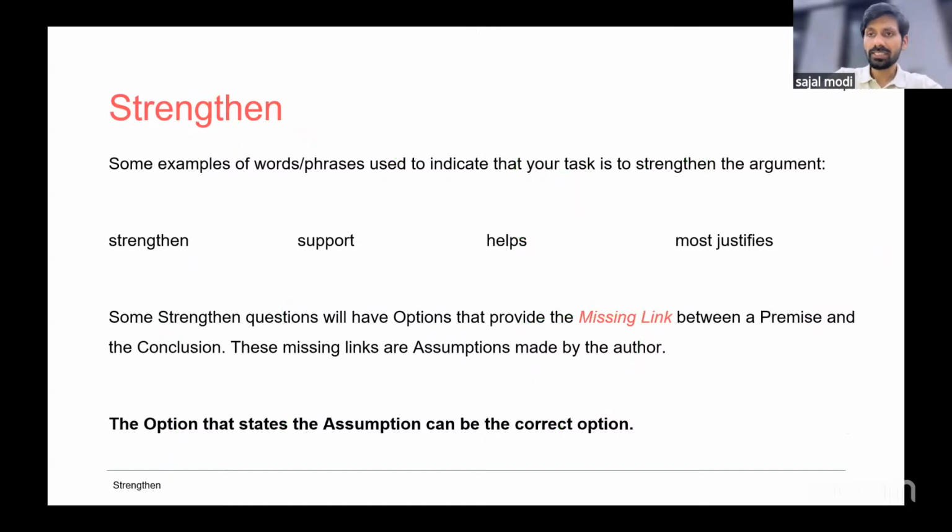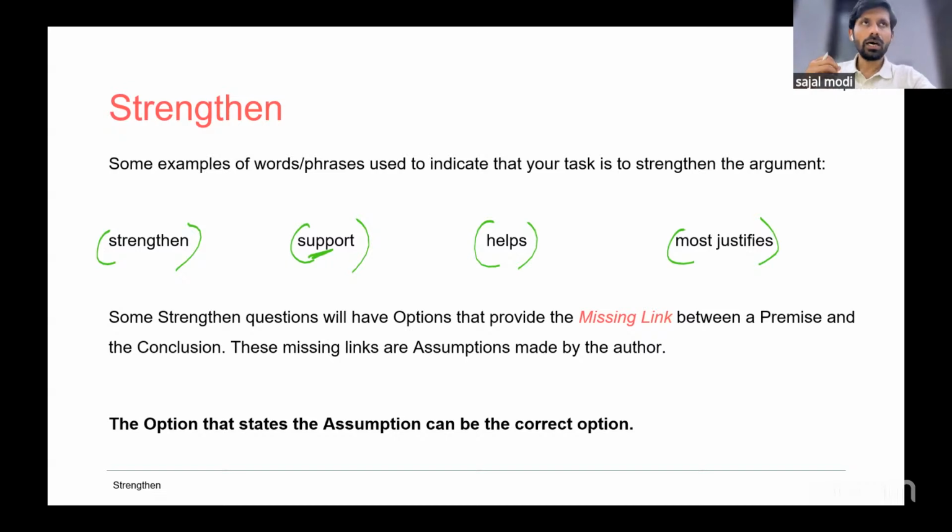So how would the question stem look like? The question stem will have words like strengthen the argument, support the argument, helps the argument, most justifies the author's argument, right? We understand all these words, the meanings of these words, right? I just want to draw your attention, and I think I did this while we were doing inference also, this support. So when you see this word support in the question stem, it could be a strengthen question, it could be an inference question also. I'll just tell you how to spot the difference.